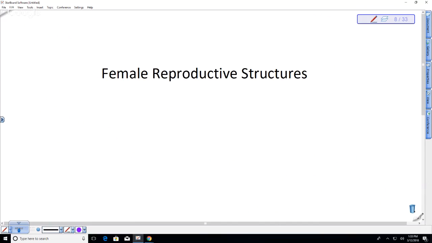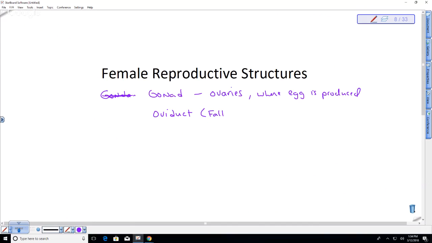So we'll just start with the female, and then we'll finish up with female reproduction on Wednesday. Okay. So the gonad. Oops, I can't spell gonad today. It's funny. The gonads are the ovaries, right? This is where the egg is produced. Then we have what is called the oviduct. Sometimes these are also called fallopian tubes.